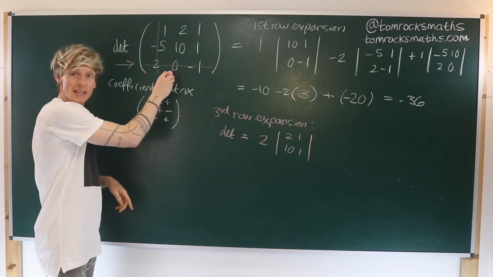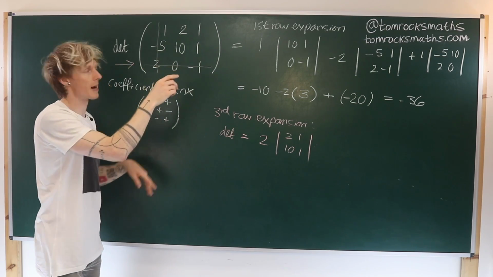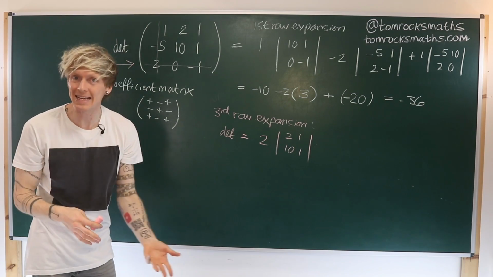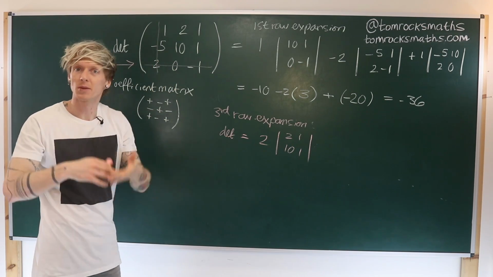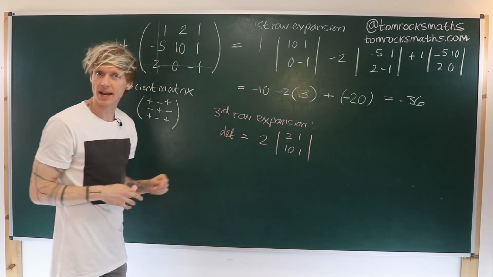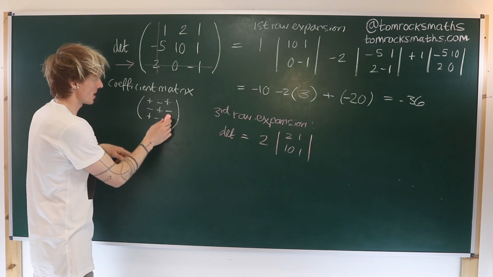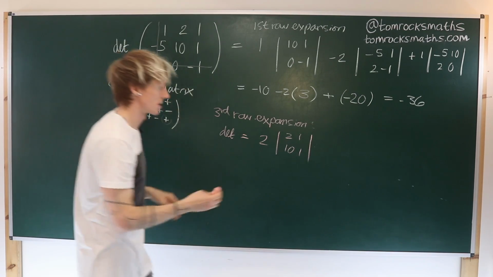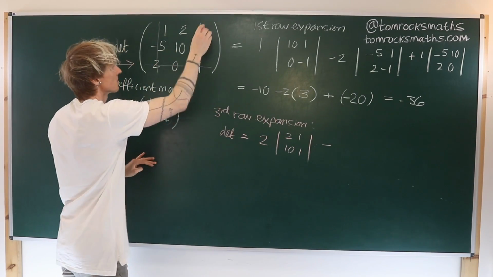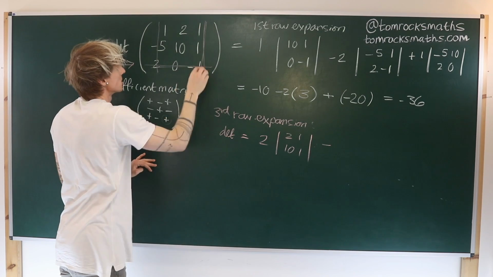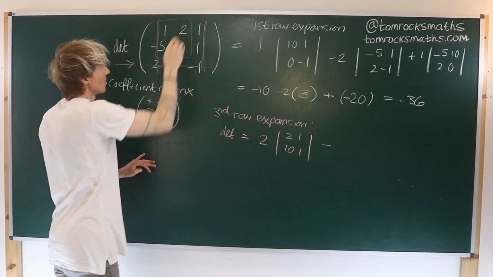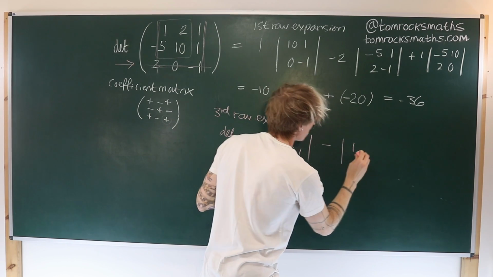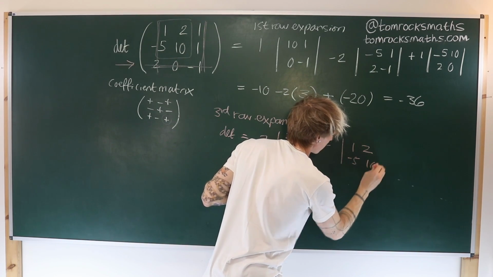Then we've got 0, so minus 0 times a 2 by 2. But it doesn't actually matter what that 2 by 2 determinant is because it's being multiplied by 0, so we get 0. So we have nothing for that next term. And then the final term is, again, a plus, and we've got a minus 1. So plus minus 1 gives us a minus times the 2 by 2 that's left, which is going to be this top left section up here. So minus the determinant of 1, 2, minus 5, 10.